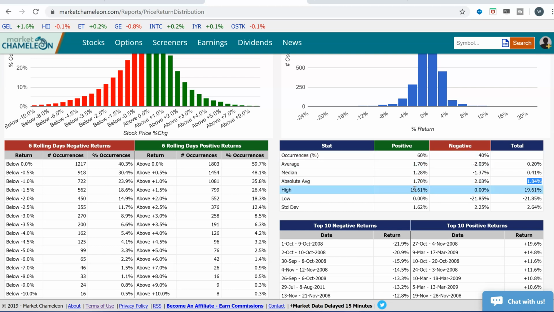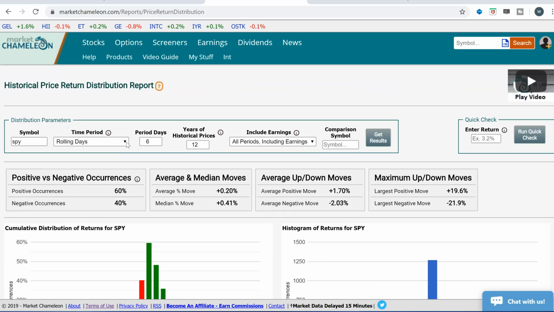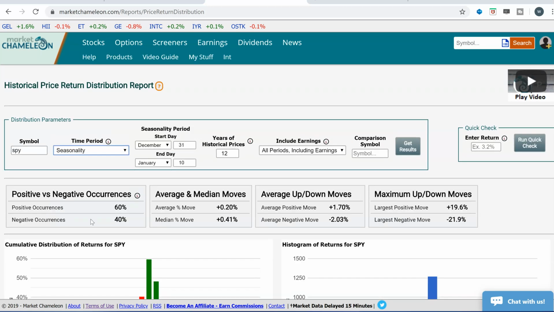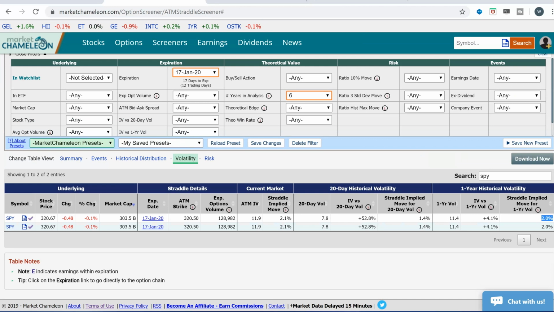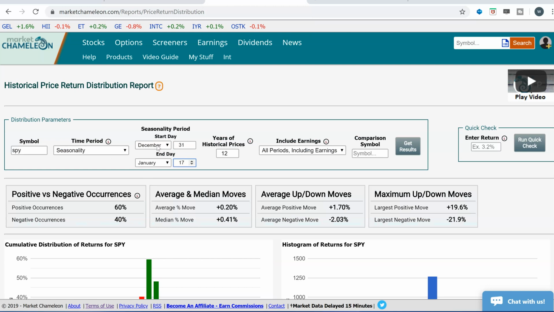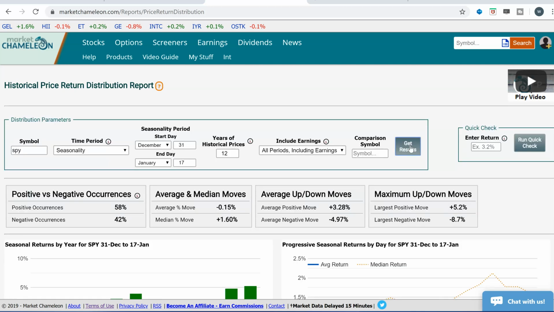But let's look at a different scenario, and let's look at seasonality. I'm going to switch this to seasonality and say, starting December 31st, historically, from this start date till this expiration, January 17th. Let me just make sure that's right. Yes, this straddle expires January 17th. So let's come back here. Historically, between December 31st, which is today's date, and January 17th, in the last 12 years, what did SPY tend to move? I'm going to rerun that analysis here.